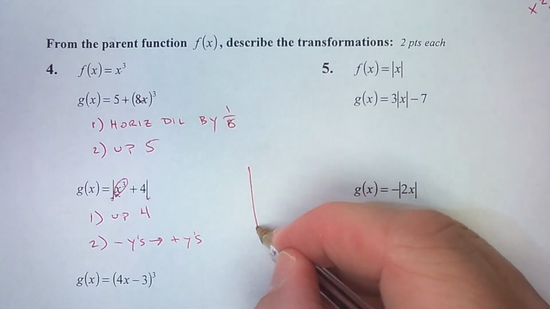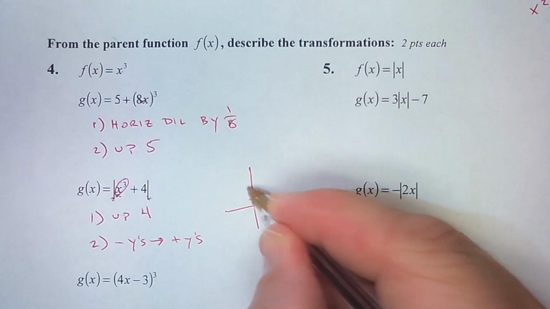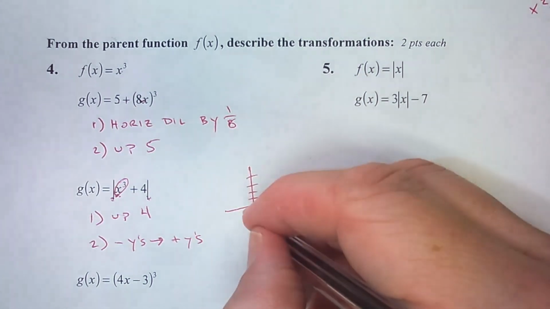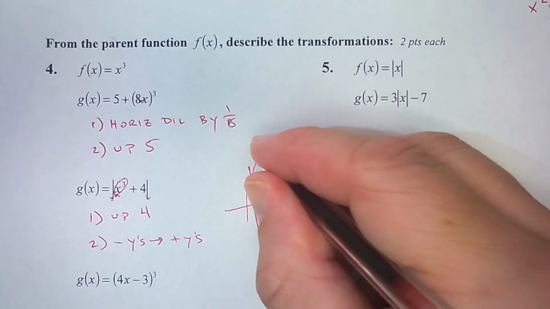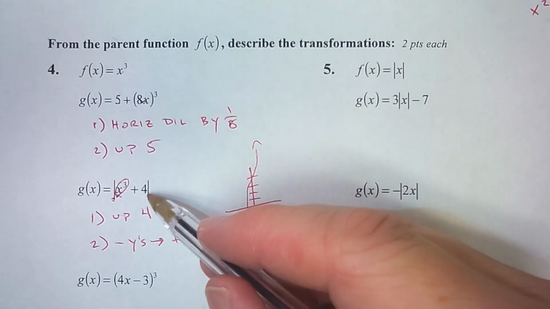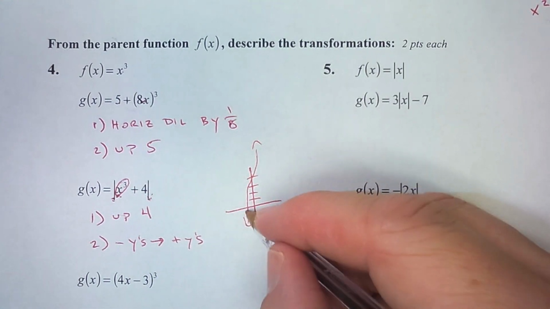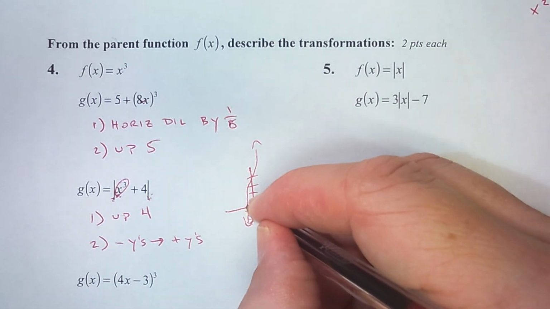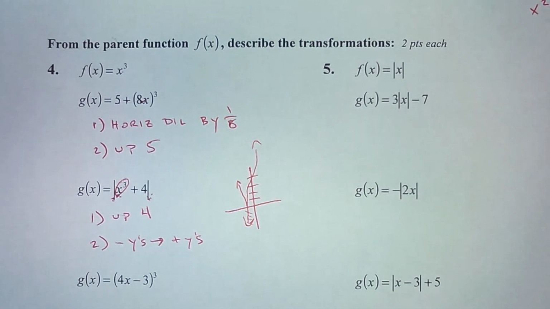Okay, so what this graph would look like, after I shift up 4, it would look about like that. But all of these negative outputs here, the absolute value says those can't exist, so they go away and they flip up here and become positive outputs.